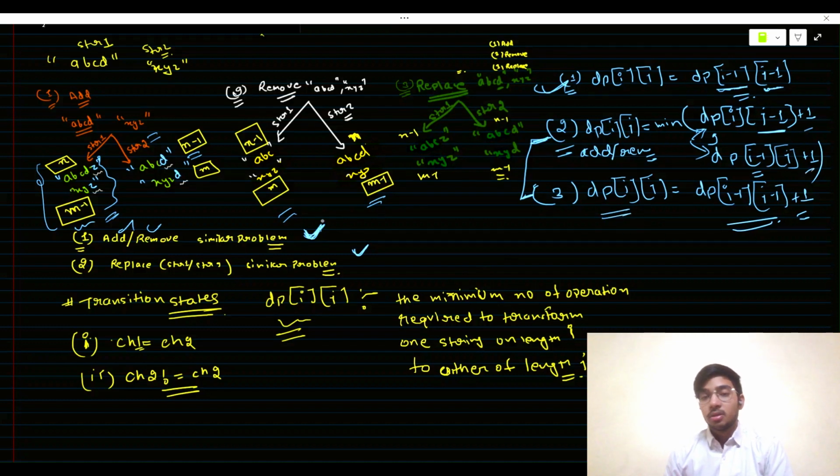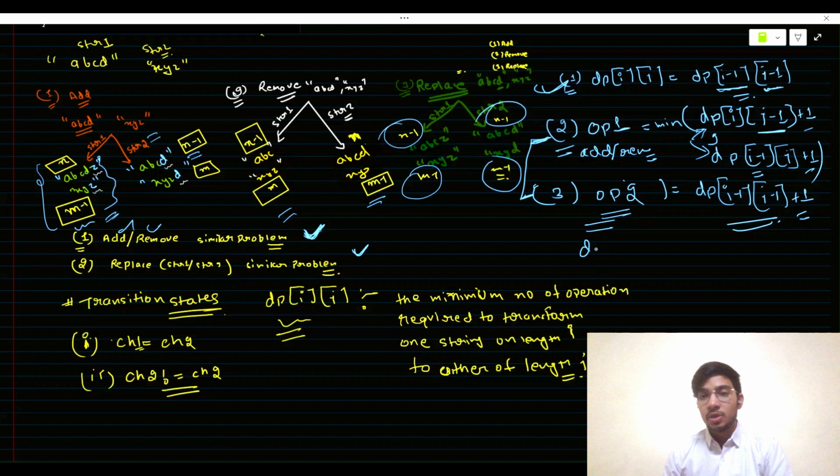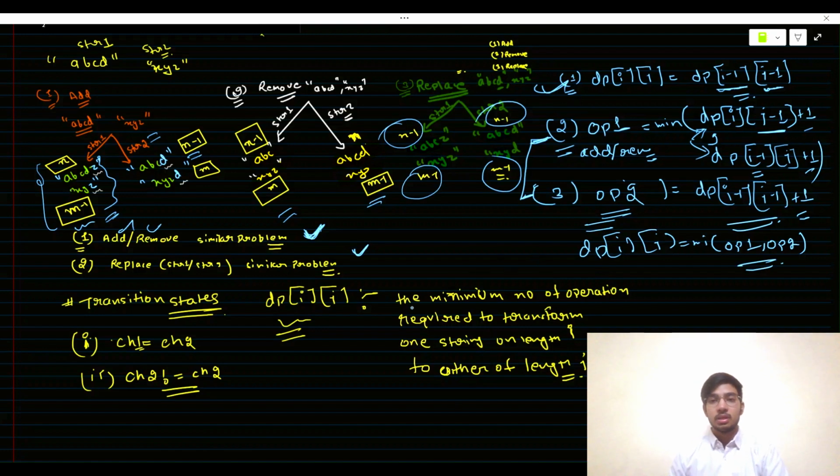The third case, that is if I'm going to replace, both the lengths get reduced, right? So the next problem that I'm looking for is n minus 1, n minus 1. So these are the transition states, right? And I have to take the minimum of all of them. So I could write something like that. This is the operation 1. This is the operation 2, and dp of ij would be the minimum of operation 1, operation 2, right? This is something that I can do.